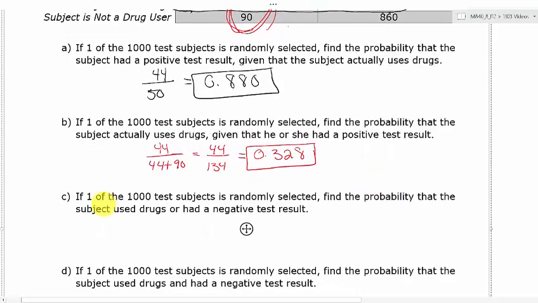The next one, if one of the 1,000 test subjects is randomly selected, find the probability that the subject used drugs or had a negative test result.